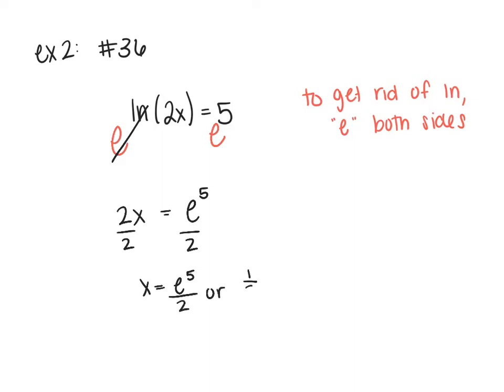Or you may see it written as 1/2 e to the 5th. Those are the same thing. If you wanted to get the decimal approximation, you would just type it into your calculator and get 74.207 if I'm going to round up.